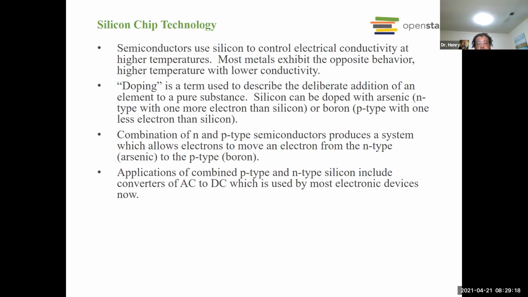So in semiconductors, a lot of things use both n-types and p-types, or they'll use one or the other, okay? So you can use combinations of both, or you can use others, depending on what you're trying to get done.